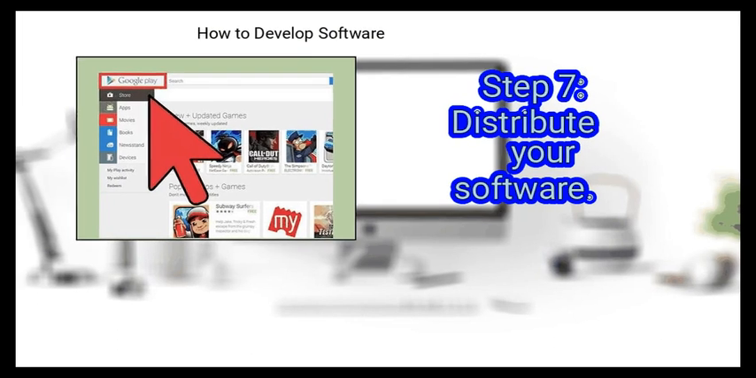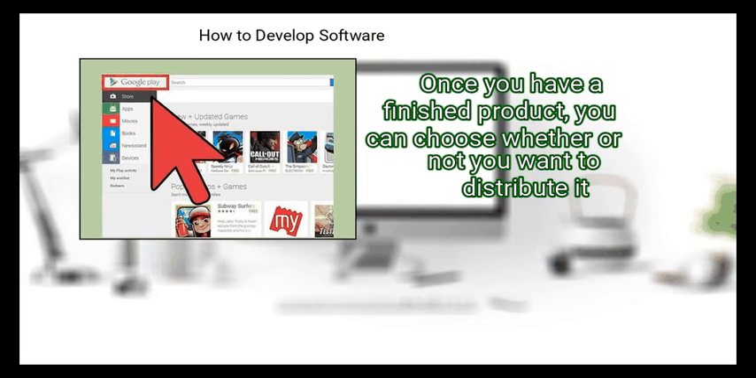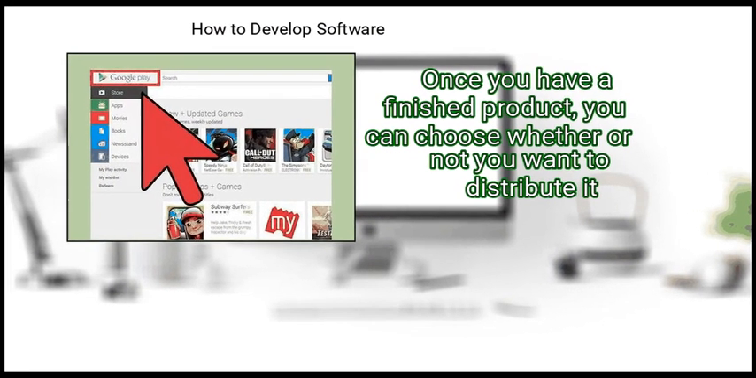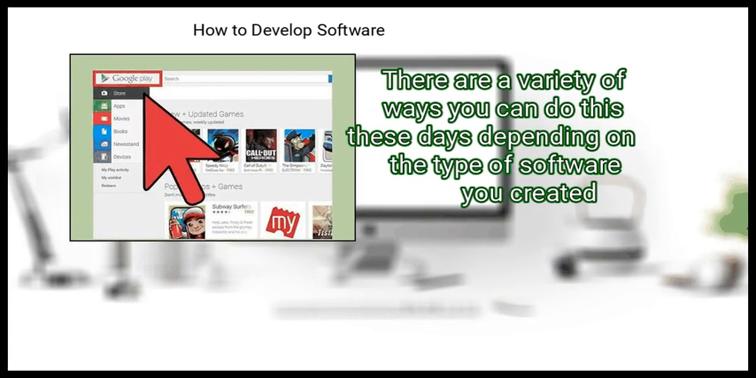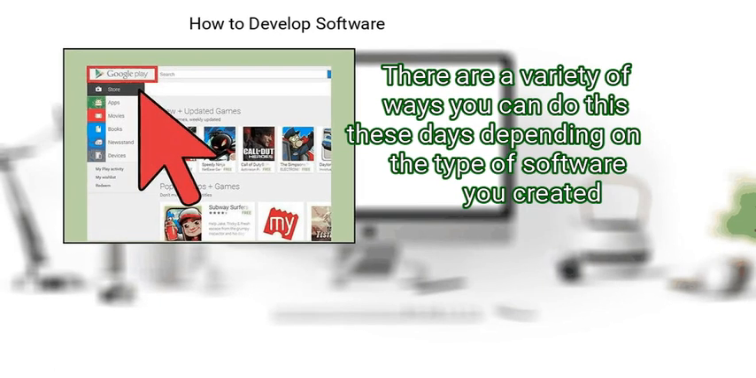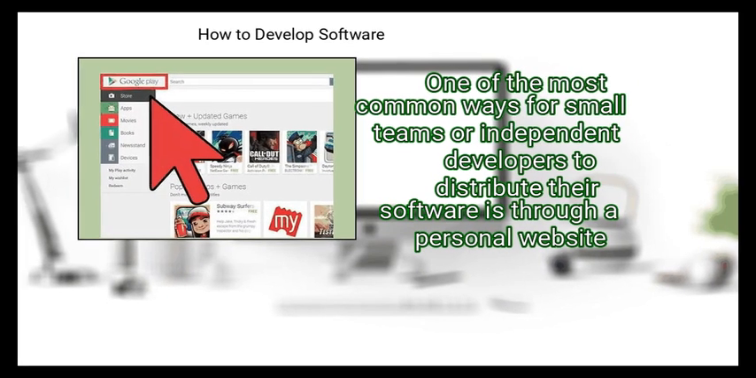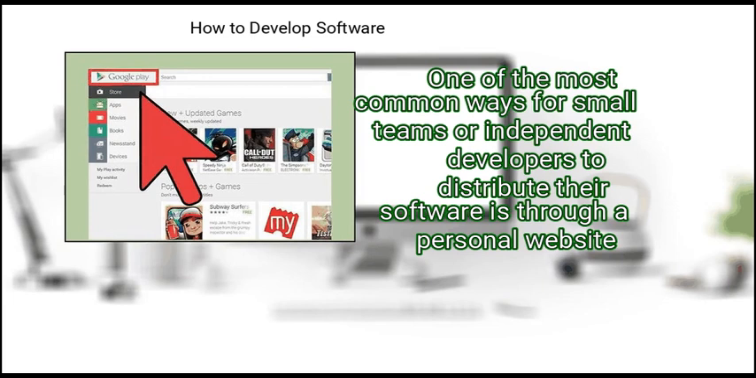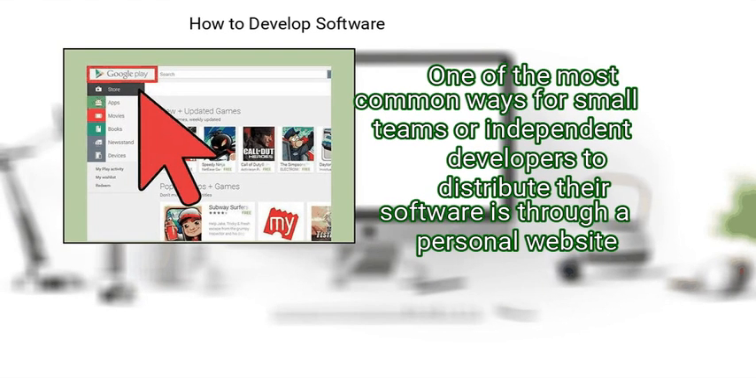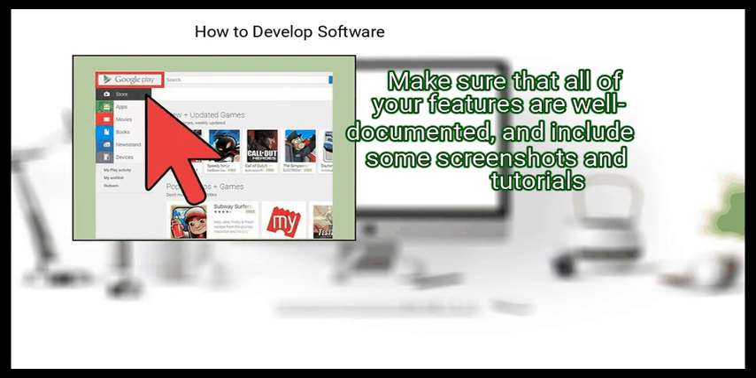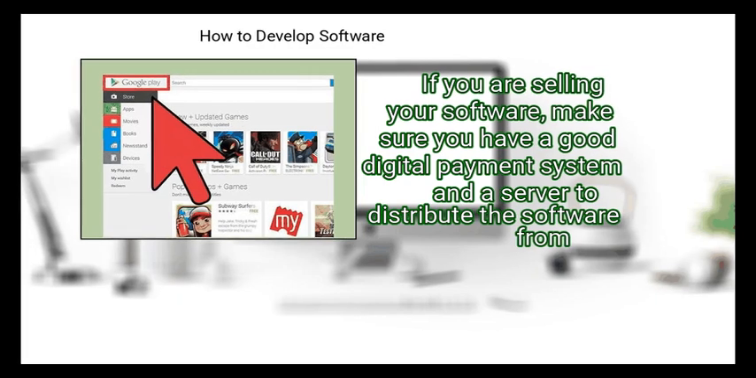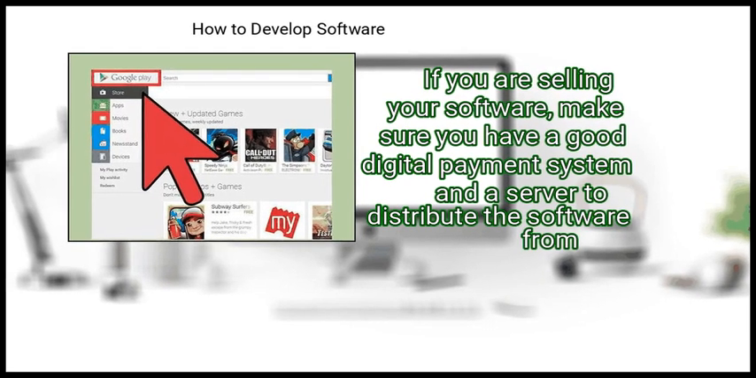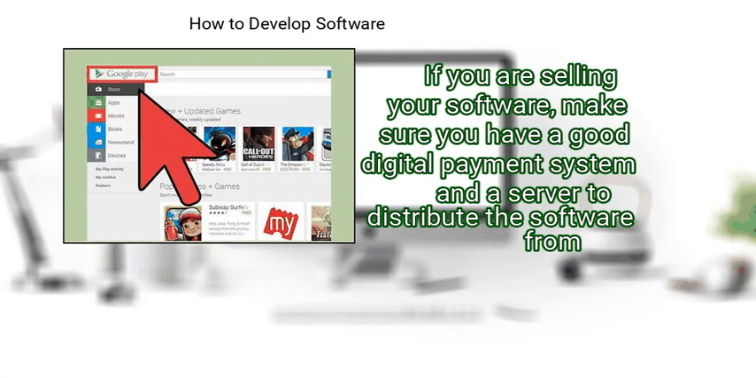Finally, distribute your software. Once you have a finished product, you can choose whether or not you want to distribute it. There are a variety of ways you can do this these days depending on the type of software you created. One of the most common ways for small teams or independent developers to distribute their software is through a personal website. Make sure that all of your features are well documented, and include some screenshots and tutorials.